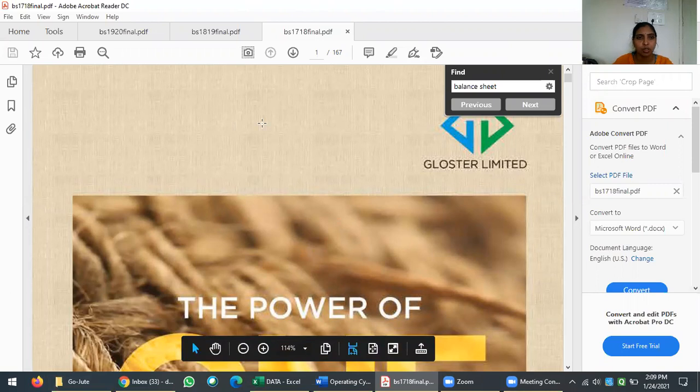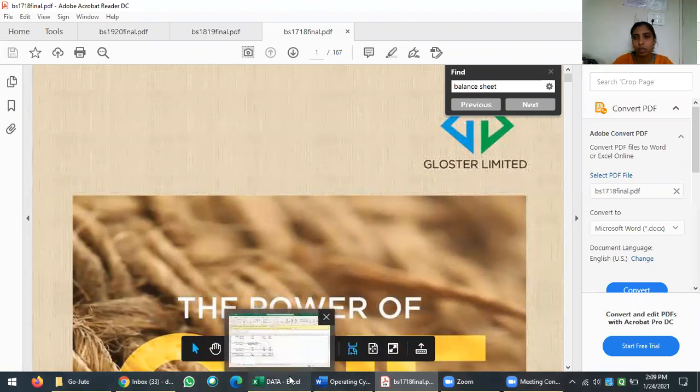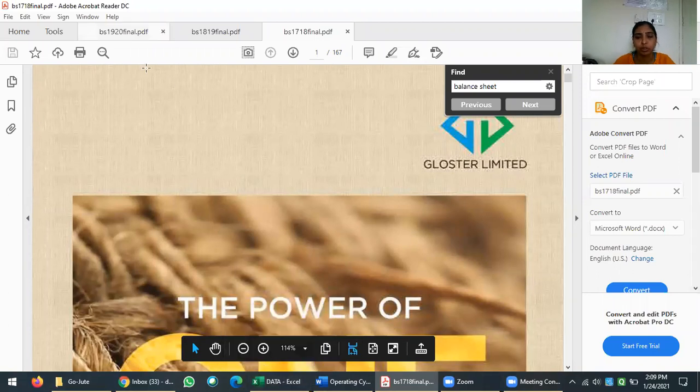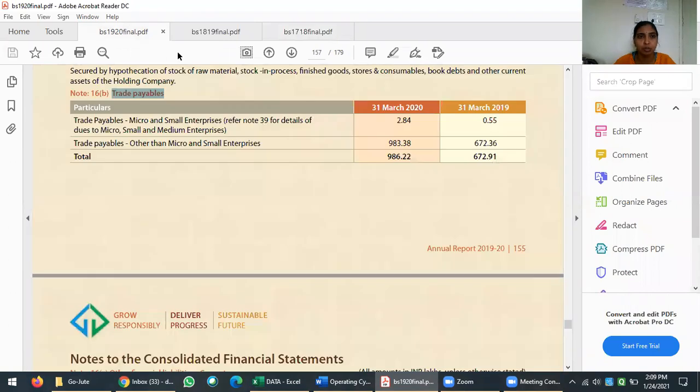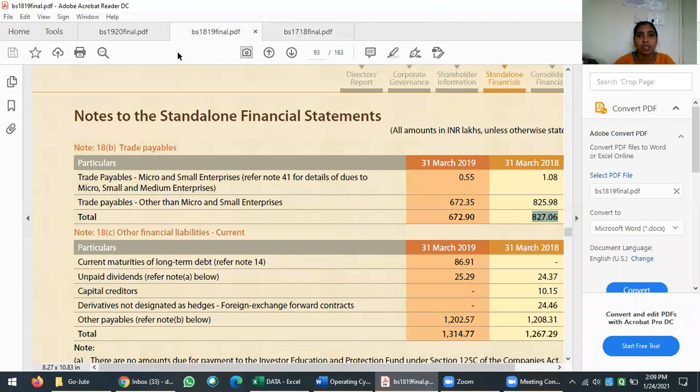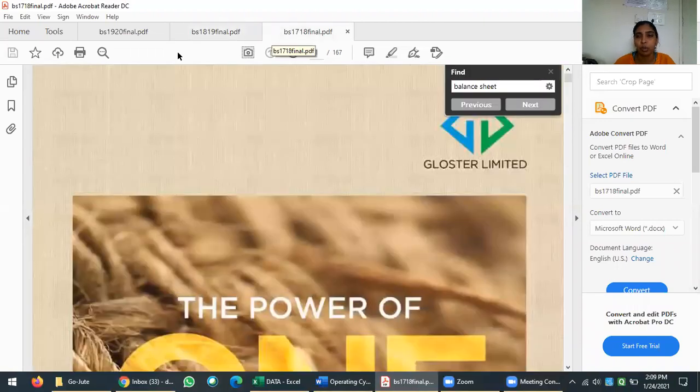Good afternoon. Today we are going to see how to calculate the operating cycle, as I have given you all different companies. Here we are going to take the operating cycle of 3 years: 2019-20, 2018-19, and 2017-18. These three balance sheets are required for calculating the 3-year operating cycle, so that we can understand how the operating cycle of that company is.